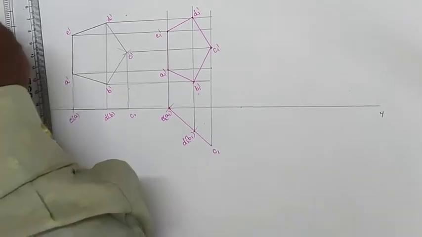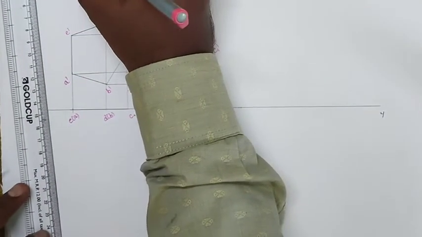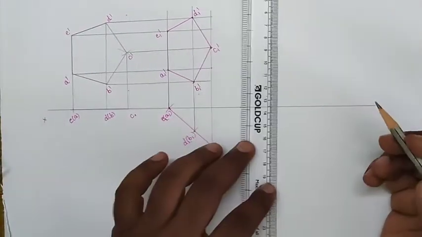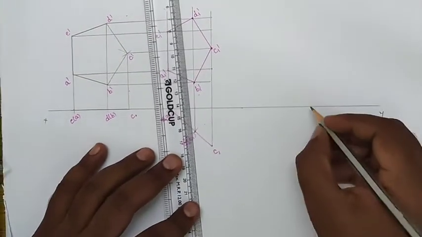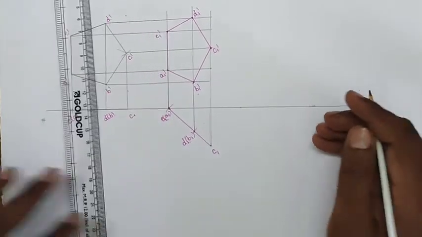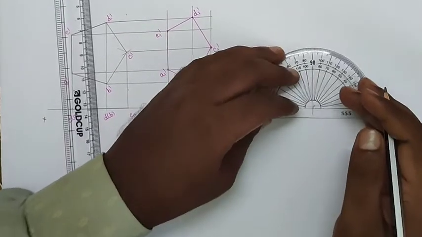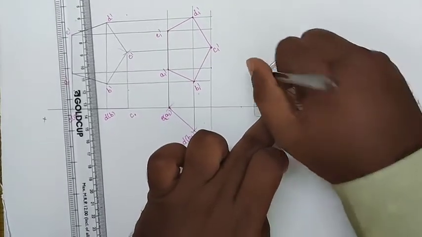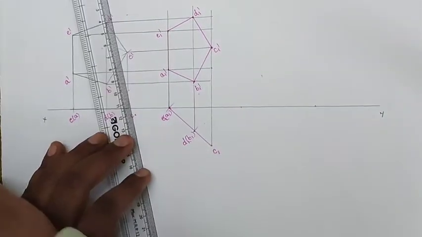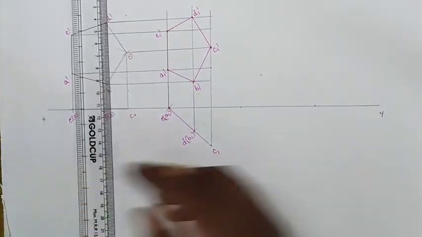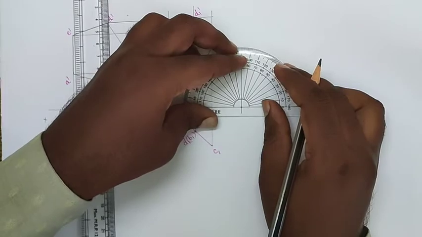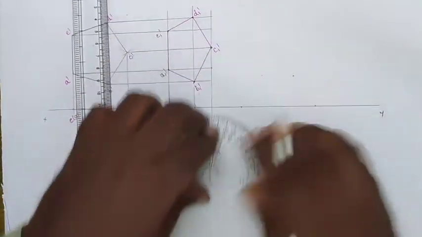So here you can take the corner A. Corner A is 50 mm, 15 mm above the HP. So locate a point and we will draw the 30 degrees inclined line. In this direction I am drawing the 30 degrees inclined line, or I am locating a point here and drawing the 30 degrees inclined line in this direction.